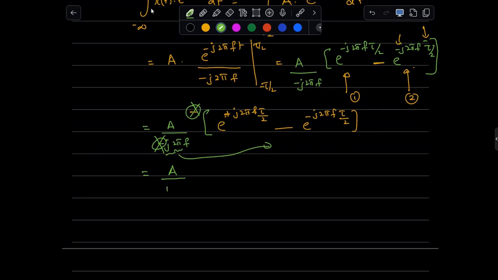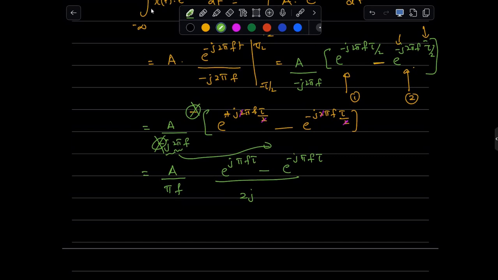So this will become a over pi f divided by 2j, then e power j 2 pi. Okay, I can cancel something else also. I can cancel this 2 and this 2 and this 2 and this 2. I can cancel it, right? So I will be getting e power j pi f tau minus e power minus j pi f tau.